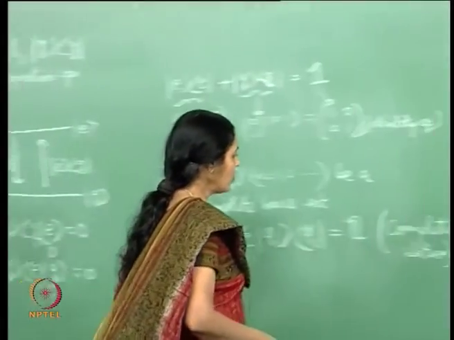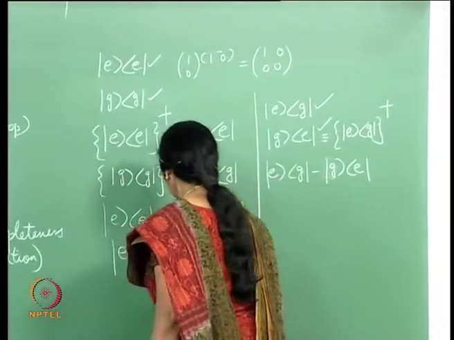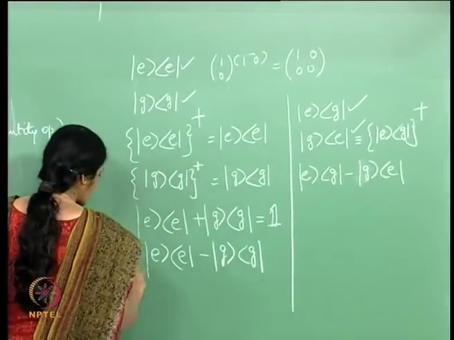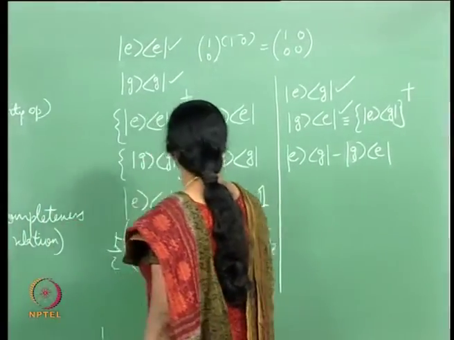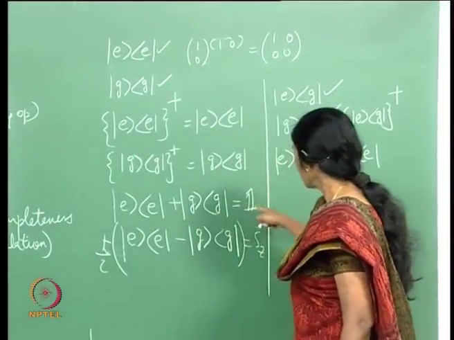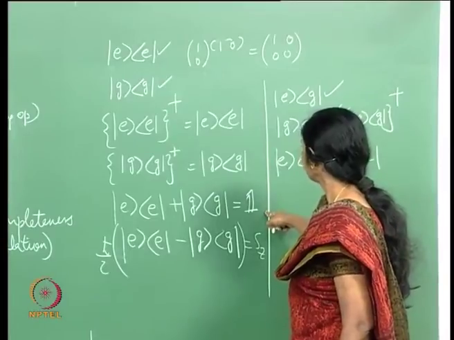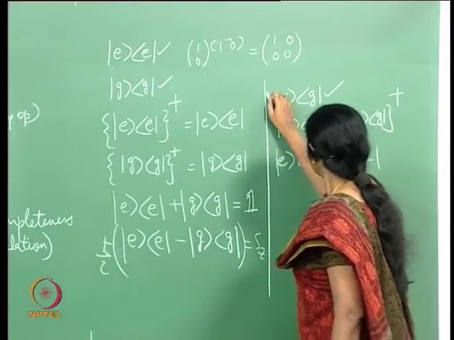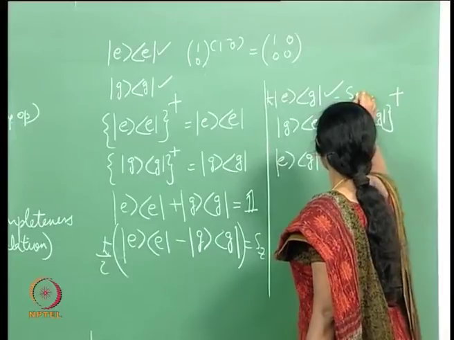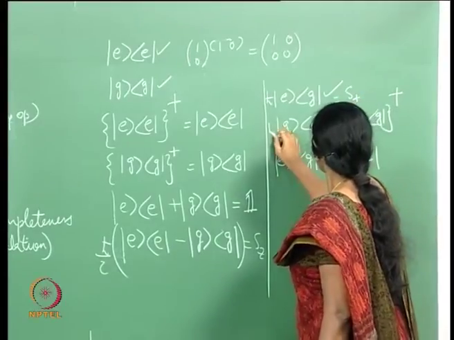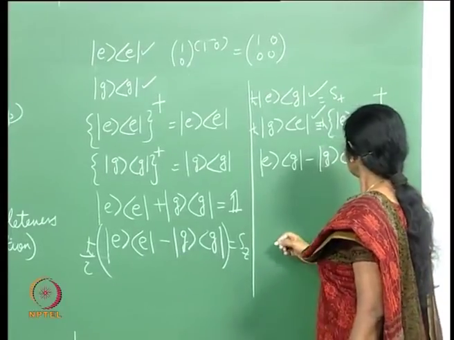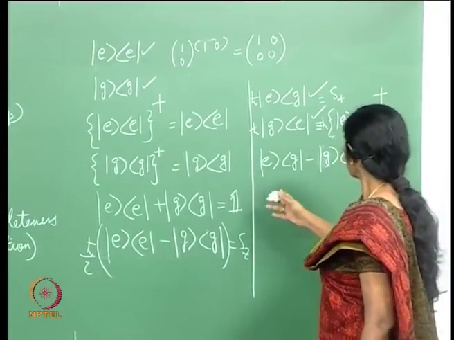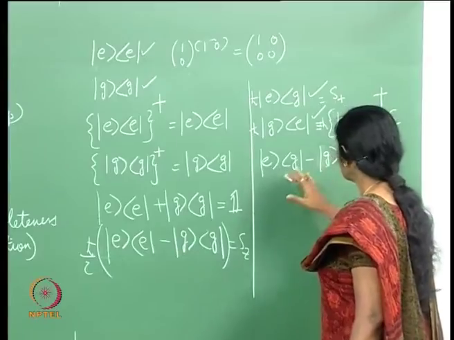So I have found out what exactly this is. ħ/2 (|e⟩⟨e| − |g⟩⟨g|) is Sz. |e⟩⟨e| + |g⟩⟨g| is the identity. ħ|e⟩⟨g| is equal to S plus. ħ|g⟩⟨e| is equal to S minus. And of course, I can form |e⟩⟨g| − |g⟩⟨e| and so on.